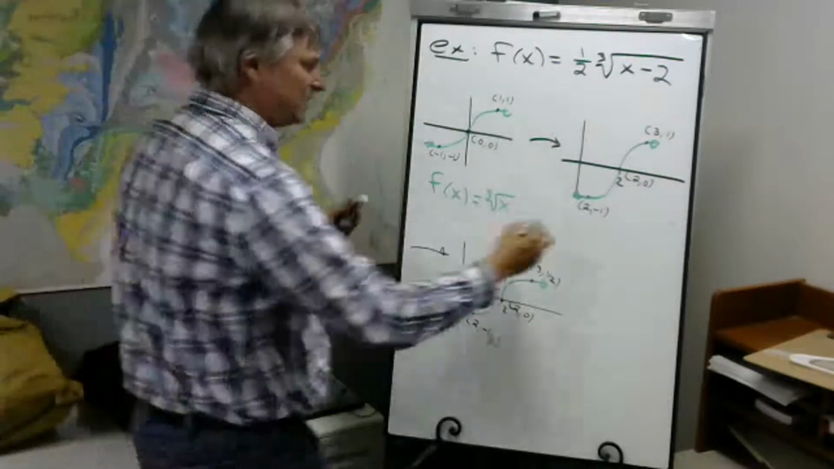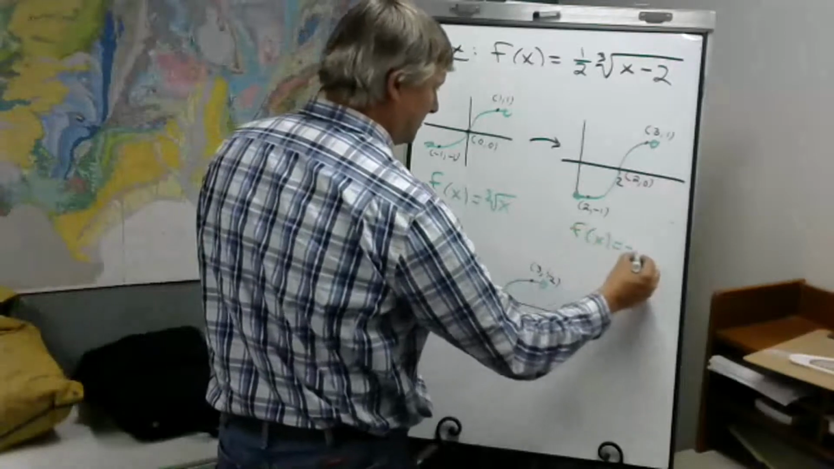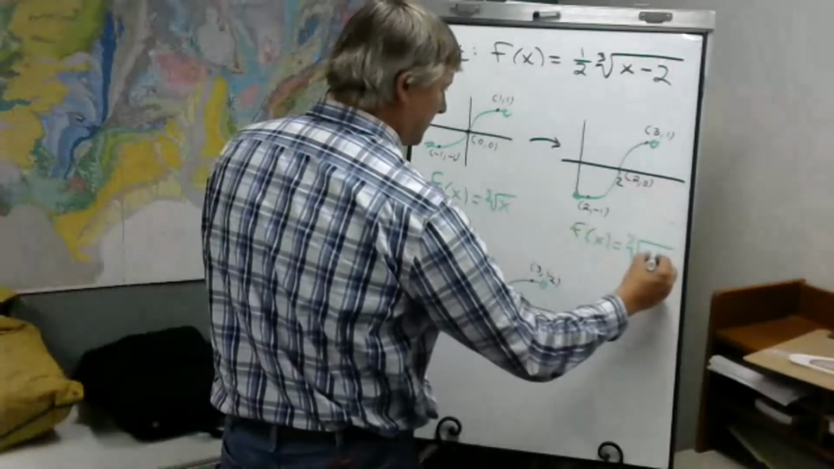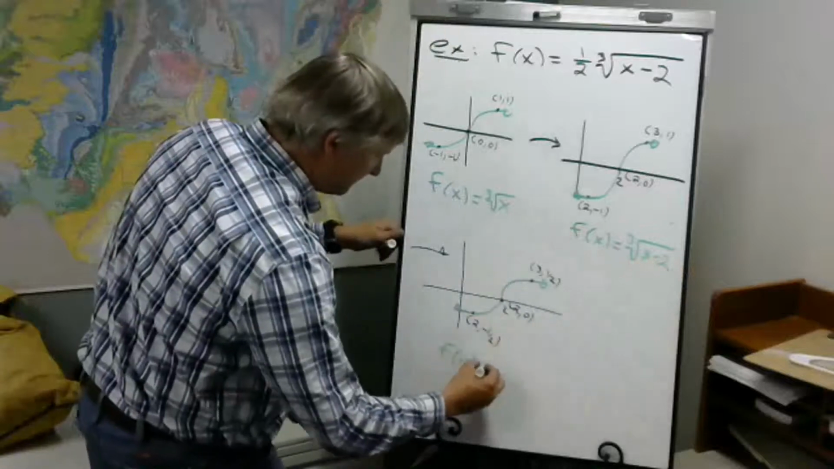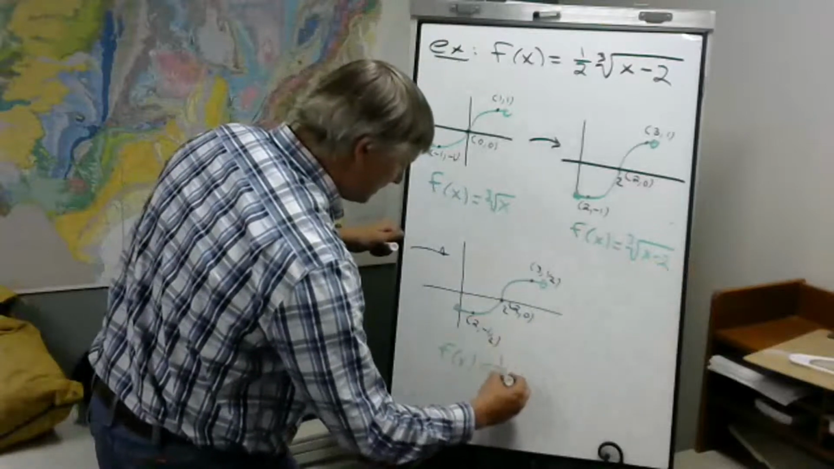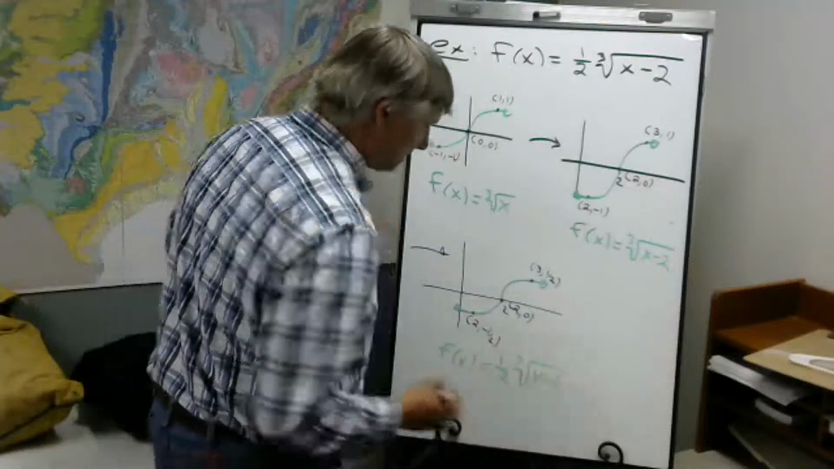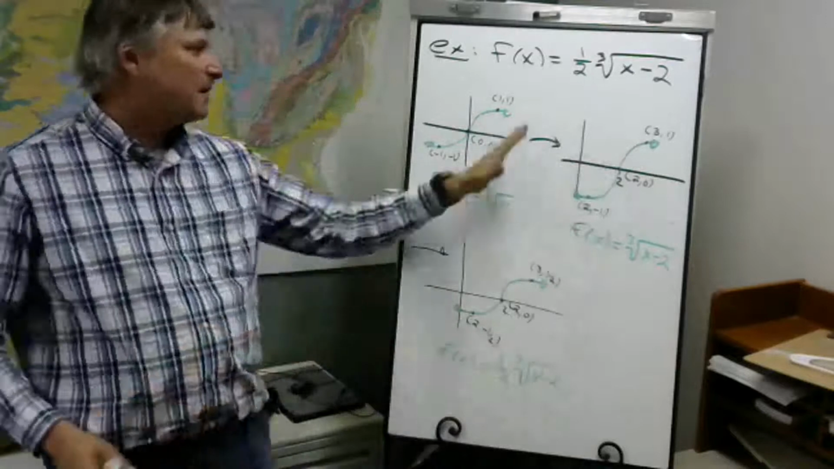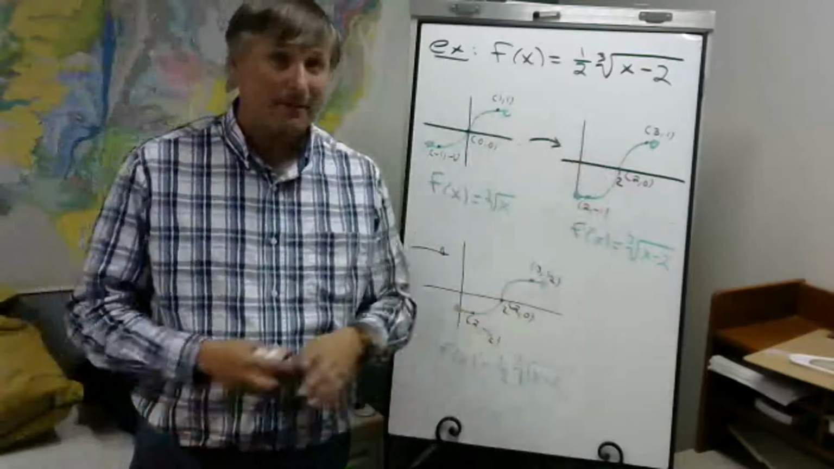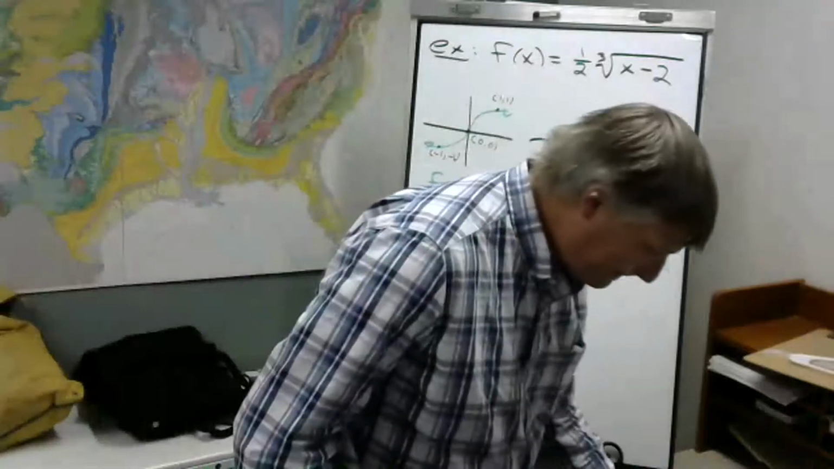And again, we do it in stages. Let me label what happened here. This would be the cube root of x minus 2. And here's the final result, 1/2 cube root of x minus 2. So we can do this in stages, and we can follow these points to see what happens. All right, let's take a look at another one.